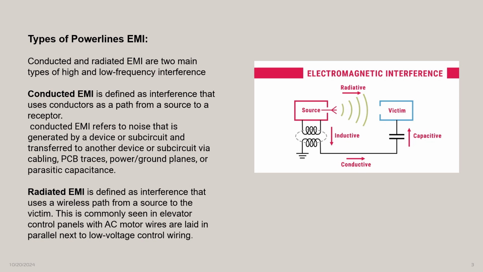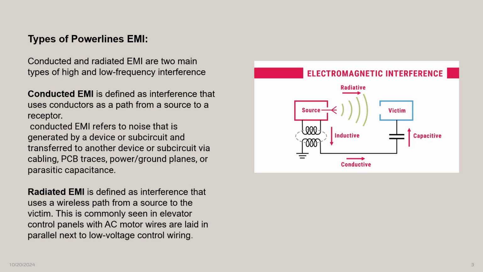Radiated EMI is defined as interference that uses a wireless path from a source to the victim. This is commonly seen in elevator control panels where AC motor wires are laid in parallel next to low voltage control wiring. The result is coupling between the wires, causing disturbances on the data transmission line.